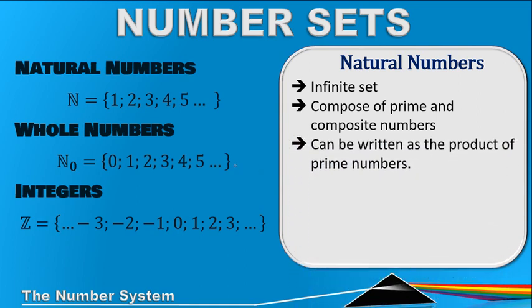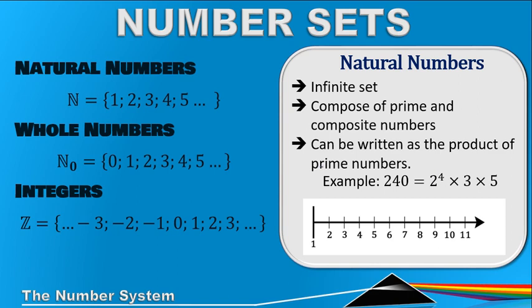Okay, and then also it can be written as a product of prime numbers. So if we have a composite number, this 240 is a composite number, and if we write it as a product of prime numbers, we've got 2 to the power 4 times 3 times 5. A very important thing finally about natural numbers is just to know what the number line looks like. So it starts at 1 and it only goes in the positive direction, and then we have discrete values of 2, 3, 4, 5, and so on.